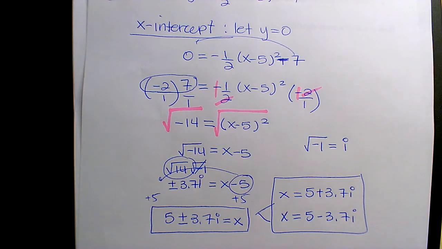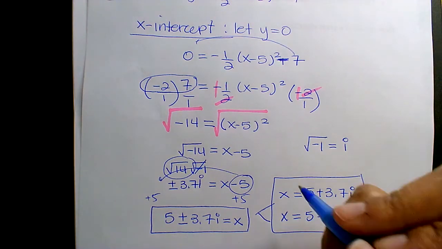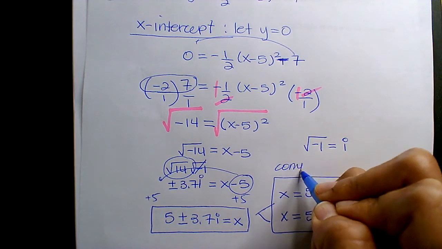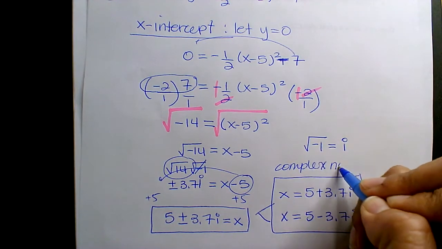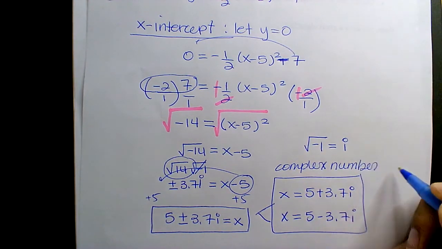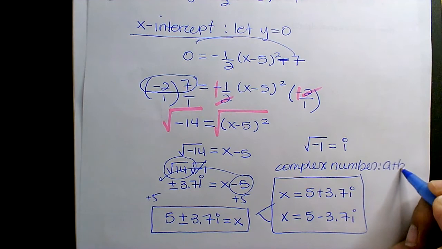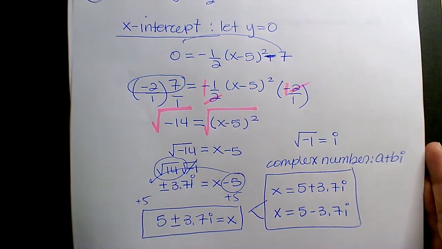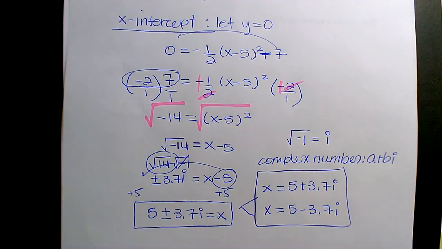So it's a complex number, if you guys remember, a plus bi. And again, all this was first semester of last year. And so because of the i, that's why when you go to graph it, it doesn't cross the x-axis, because you're going to have an imaginary root.